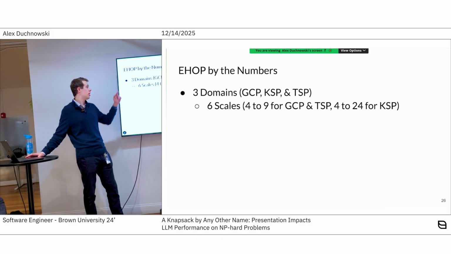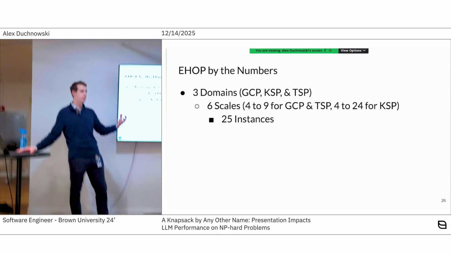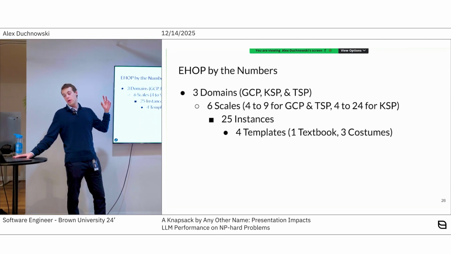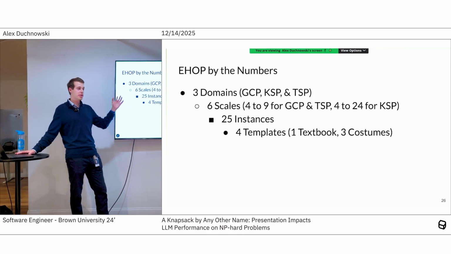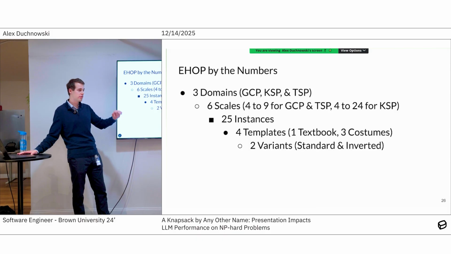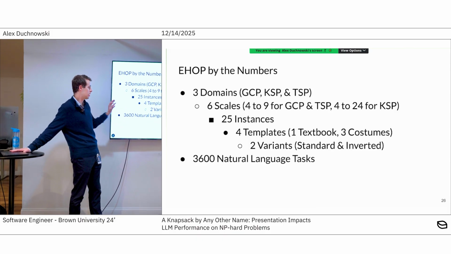For each of those combinations, we generate 25 instances. Those are specific graphs or specific knapsack problems with numbers assigned to everything. And then we have 4 templates, 1 textbook and 3 costumes for each domain, and 2 variants, standard and inverted. If you do some quick math, that comes up to 3,600 natural language tasks in total.